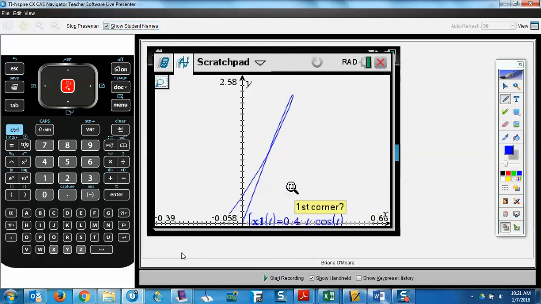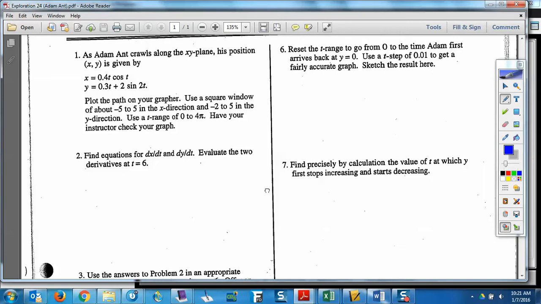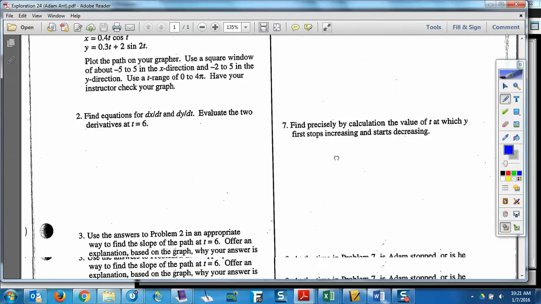All right, so there we go. Now we got a little better picture of this. It looks like he comes up and then kind of loops and is coming back down here like so. Now hit escape and you'll get out of that. And then you're supposed to sketch that.